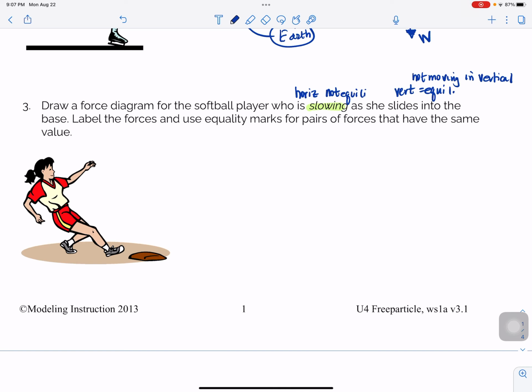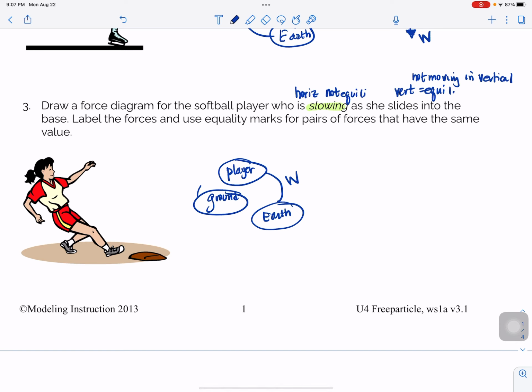All right, schema. So we've got the player. We have got the ground. We have the earth. Okay, so the interaction between player and the earth is the weight. We know that there is a perpendicular interaction between the player and the ground. So the ground is holding the player up, but we also know there's a force of friction that is slowing her down.